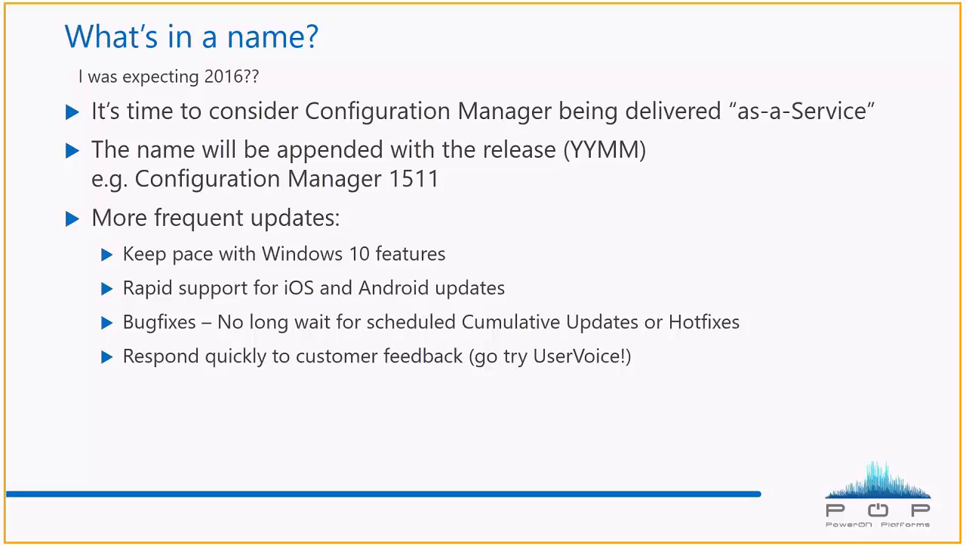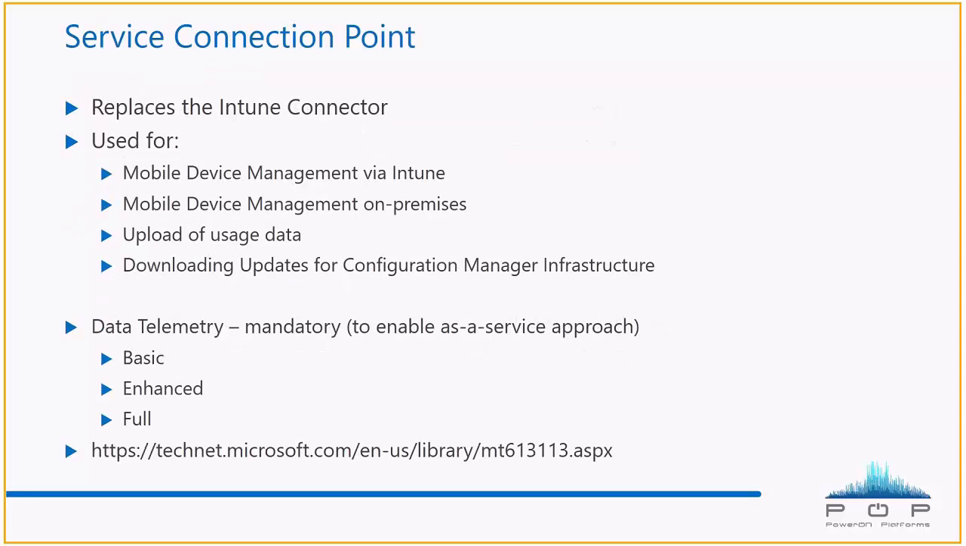So one of the things that makes it possible to keep this new version updated is what we call the service connection point. This replaces the Microsoft Intune connector that we saw within the 2012 releases, the one that's used for connecting up to just Intune on its own to bring back that mobile device management. It's been brought in to do that same function as well as enhance the capabilities. So we still have that connection point to Intune, but it also starts to provide the management for on-premises mobile device management. And we'll talk about that in a little while.